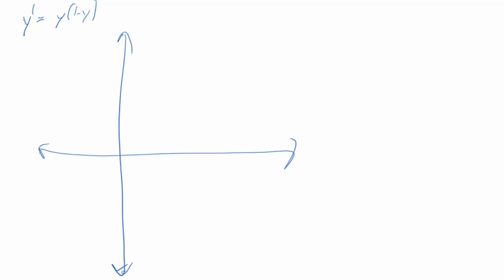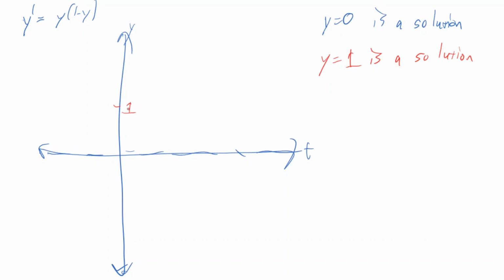Okay, let's do two more. This time, y prime is going to be y times 1 minus y. And we could see whenever you have y prime equal to a polynomial of y, then the roots of that polynomial, in this case 0 and 1, are going to be solutions. So the constant function y equals 0 is a solution because both sides of the equation are 0. And same with y equals 1. Both sides of this equation are 0 for both those constant functions.